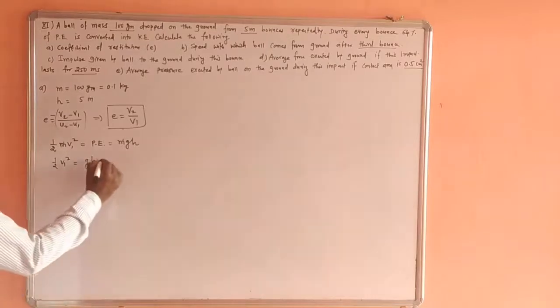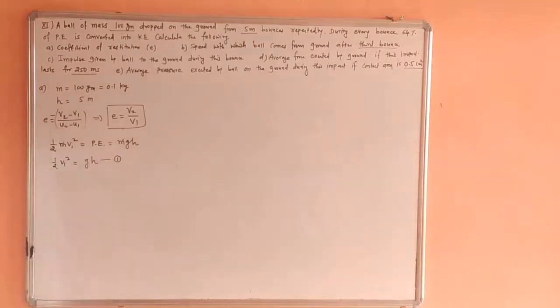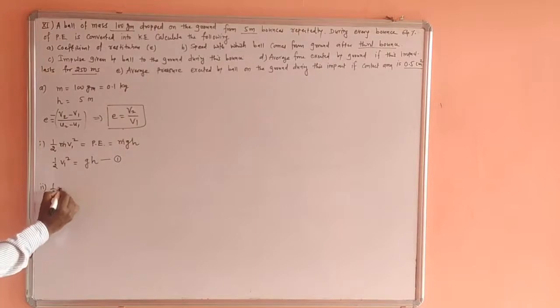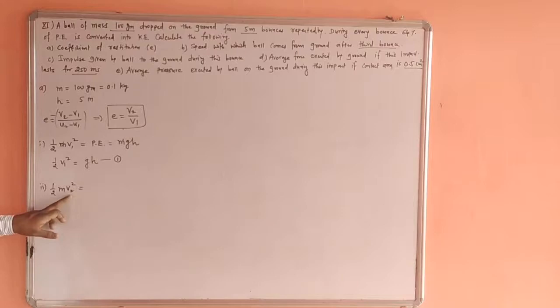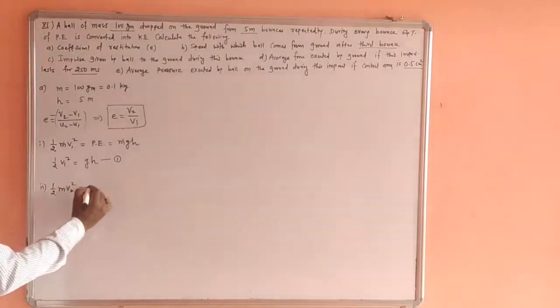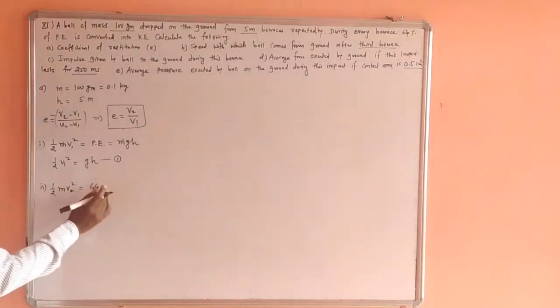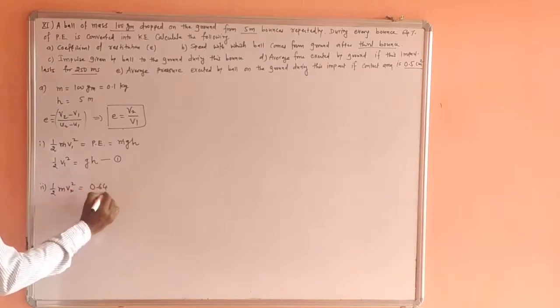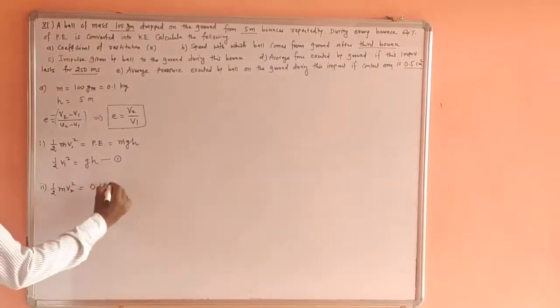Later on, in the second condition, what happens? When the ball bounces from the ground, 64% of its potential energy is converted into kinetic energy. So the second step I will write down here: half m v2 square, that is the velocity after the bounce of the ball, equals 64%, that is 0.64, again of potential energy mgh.